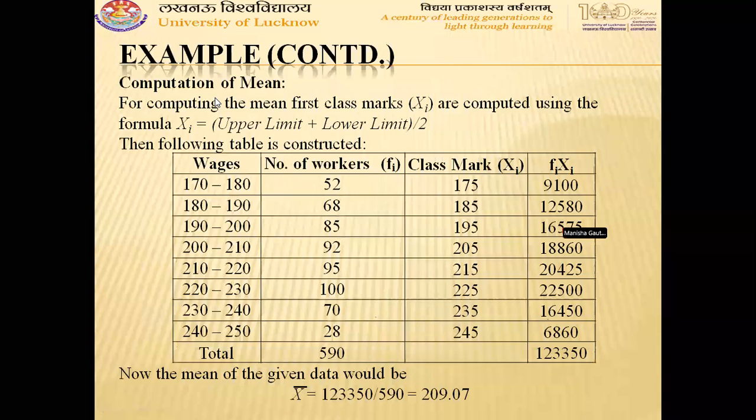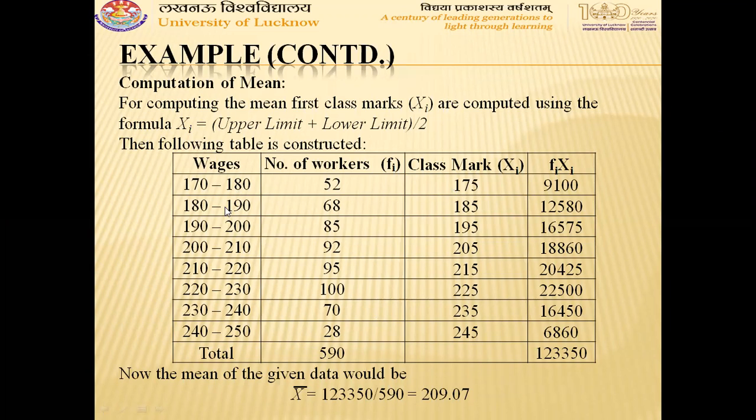Now for computation of mean, first we calculate the class mark, which is obtained by the formula xi equals upper limit plus lower limit divided by 2. Then we construct the following table, that is wages, number of workers, which are also given in the previous table, then class mark will be lower limit plus upper limit upon 2. For the first class it will be 175, for the second class it will be 185, and so on. For the last class it will be 245.